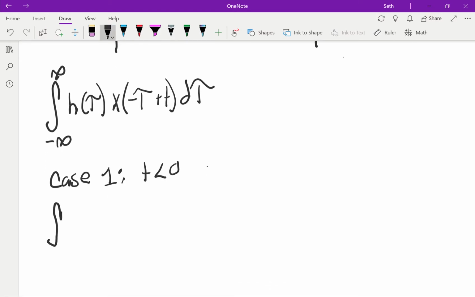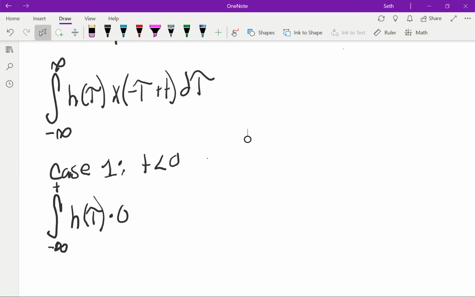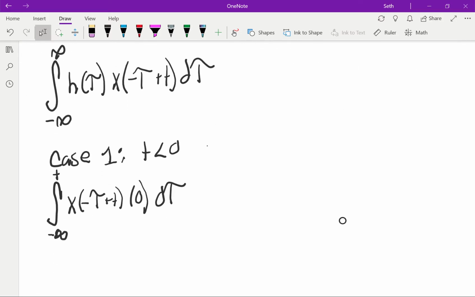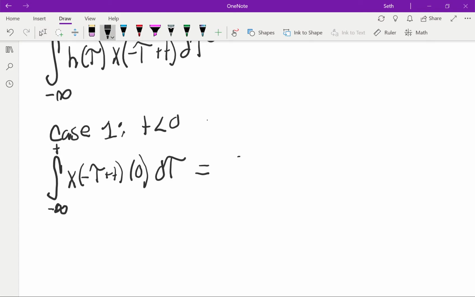So what that looks like practically is minus infinity to t, whatever t is, with the stipulation that t is less than 0, of h of tau times 0. Sorry, I wrote that backwards. It's going to be x of minus tau plus t, which is non-zero for values of tau less than t, times 0, which is representing h of tau here, because h of tau is 0 for values of tau less than 0. So this equals 0. Hopefully that didn't confuse you too much.